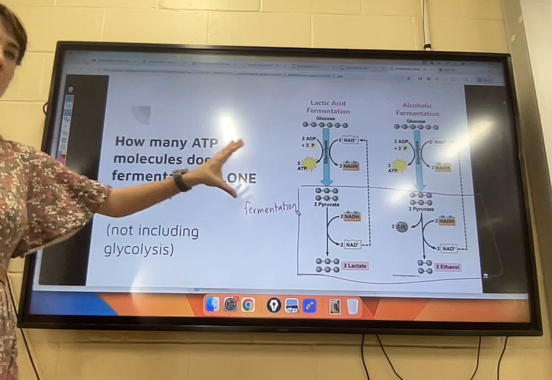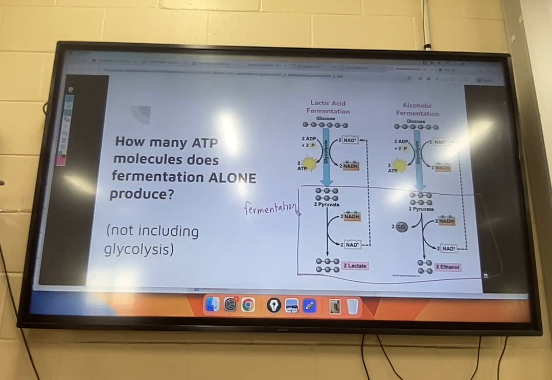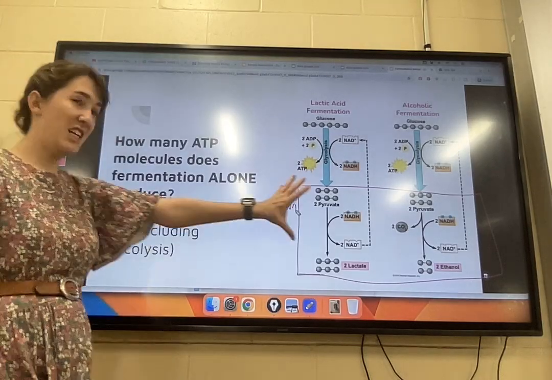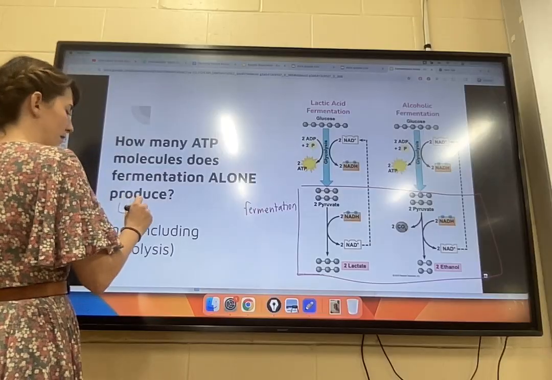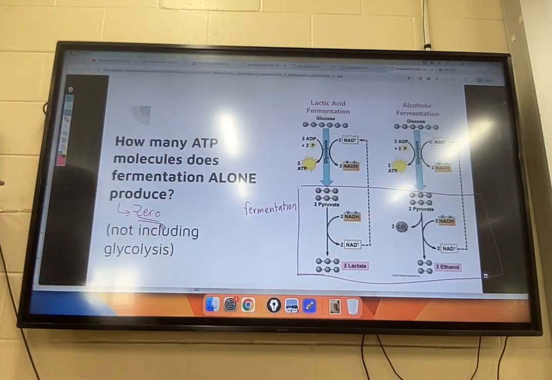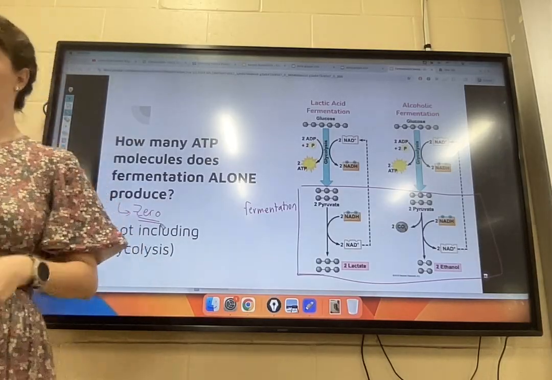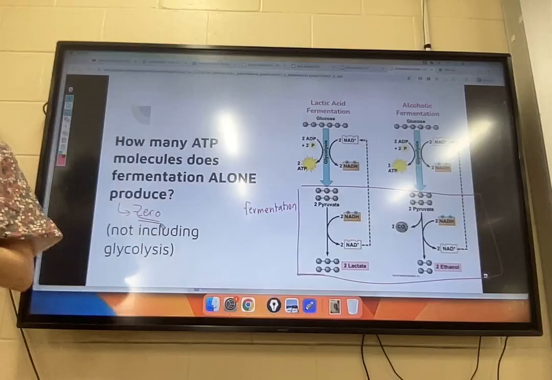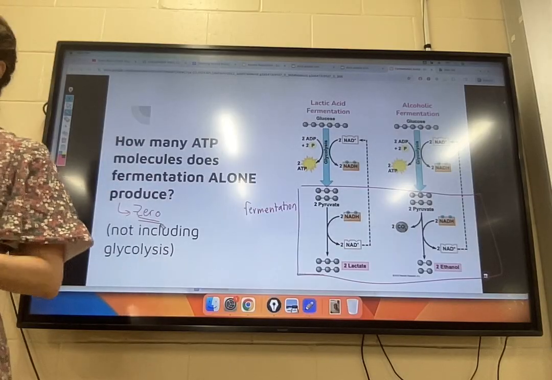If we're looking at just fermentation alone, not fermentation and glycolysis, how many ATP are being made? 0. Just this part in this box, not glycolysis. We do not make any ATP in the fermentation part of this process. The point of it is to give you back NAD+, so that the next time a glucose shows up, you can do glycolysis again and get your little 2 ATPs.